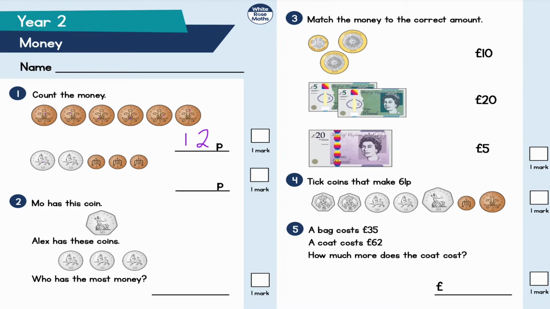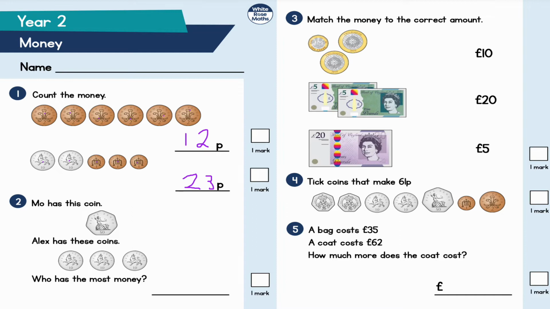This one I've got 10, 20, 3. I've got 23 pence, okay? So 10 pence, 10 pence is 20 pence, 21, 22, 23. Okay, this is question number 2.